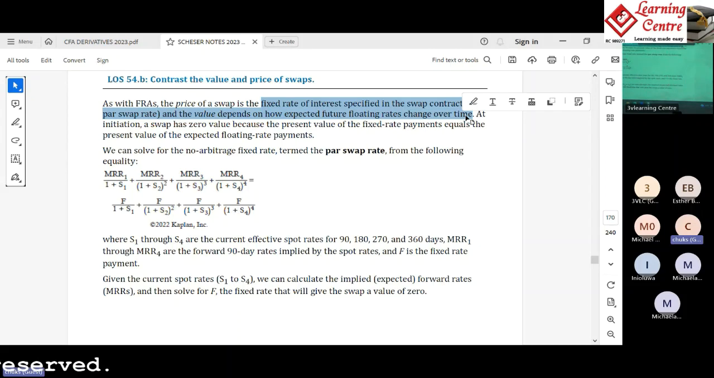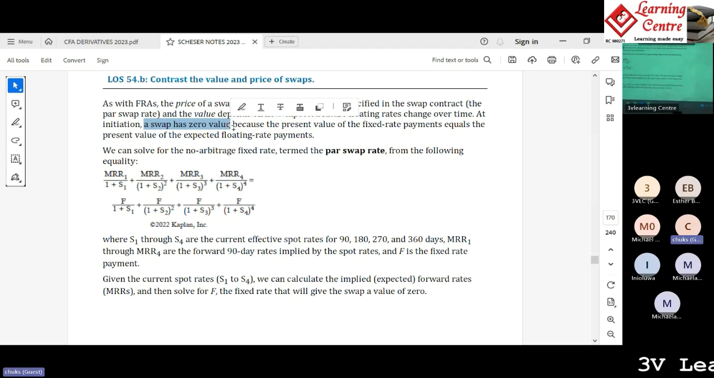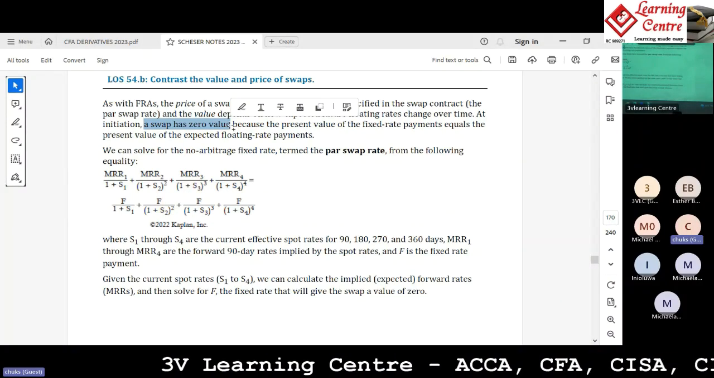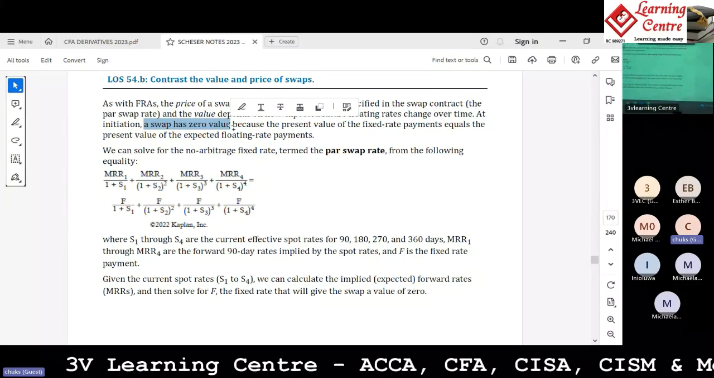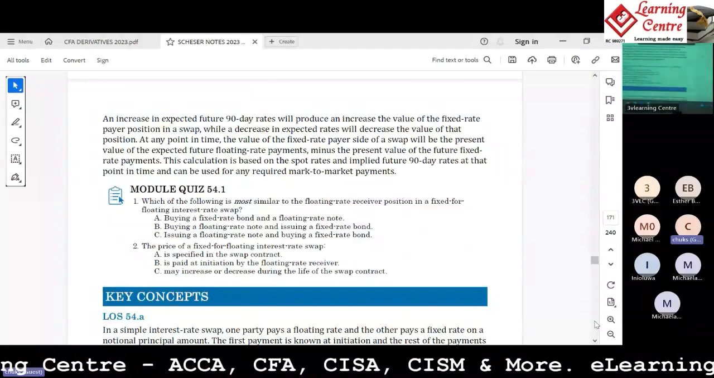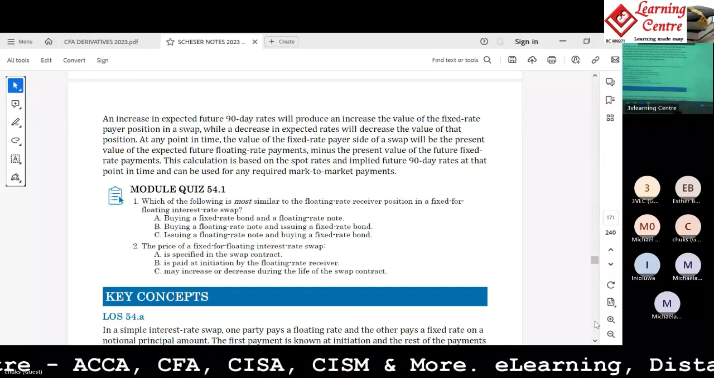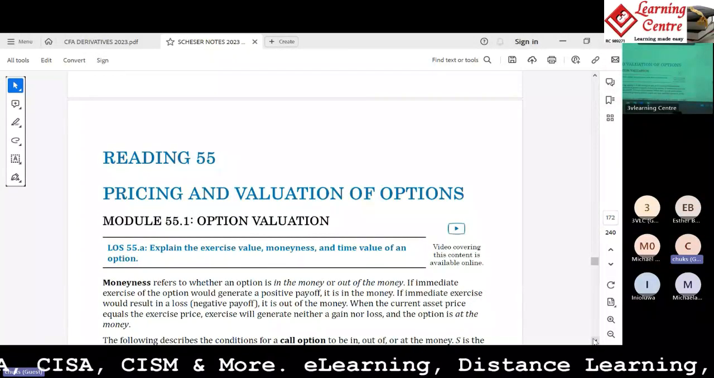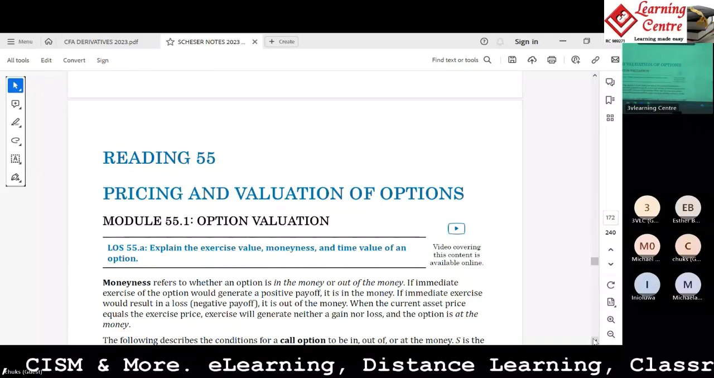At initiation, a swap has zero value, because like I've said, from the beginning we're just going into the contract. You're not paying me anything, I'm not paying you anything, unlike the options which we discussed earlier. But when the market rate starts moving, then we start looking at payments between myself and yourself and vice versa. Okay? So that is for swaps. I'm just running through all this because we have spoken about them before, so they are basically the same concepts.